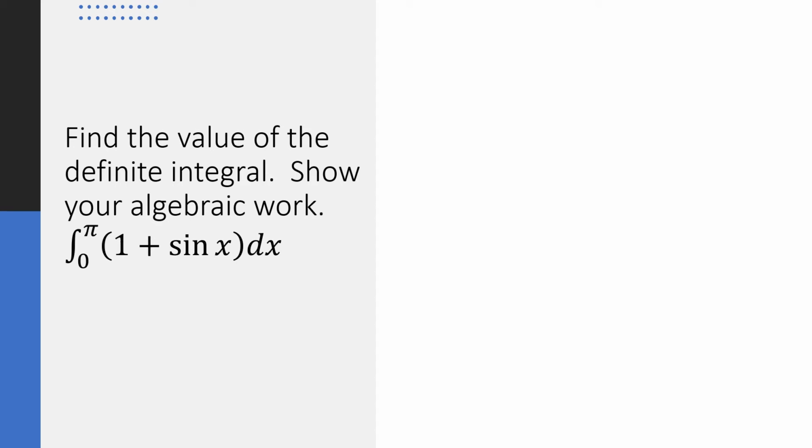All right, next example is a trig example. So we have the integral from 0 to pi of 1 plus sine x dx. Again, I'm just going to integrate this to start off. I don't have to rewrite it. It's already in a nice form. So I have x minus cosine of x from 0 to pi.